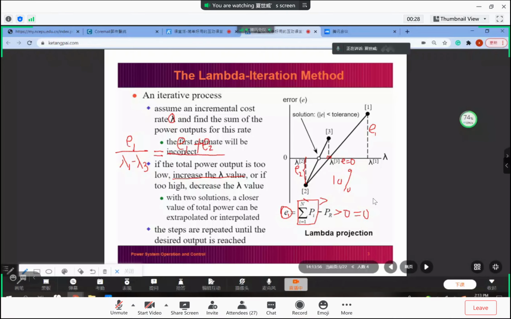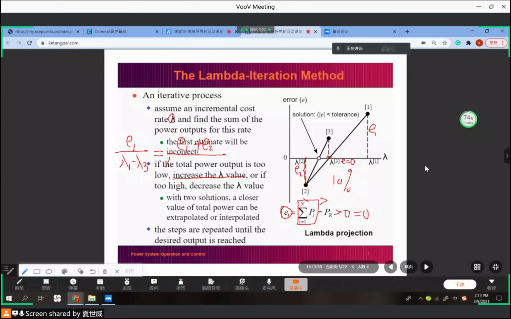E2 over lambda 1 minus lambda 2. Yes, you just use this over this equals, if you just draw like this, it will be this one over this one.